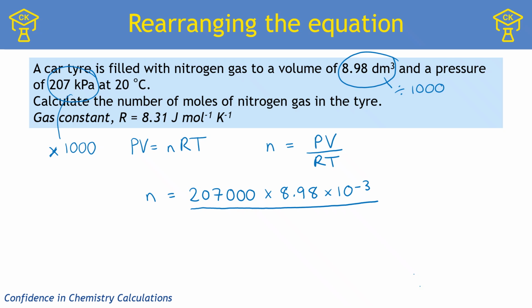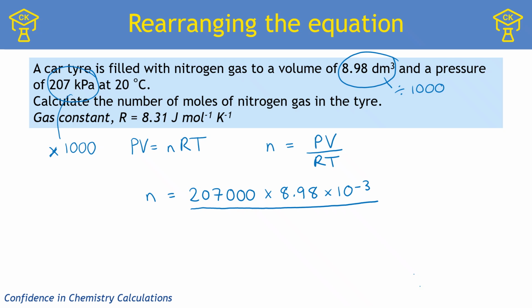I'd advise that you don't do that, however, because if you get into the habit of doing that and then a question gives you decimeters cubed and pascals, or it gives you kilopascals and centimeters cubed, for example, then you're going to get it wrong. So just be aware of the units all the time. Also, sometimes you do get working marks for substituting the correct values into the equation.